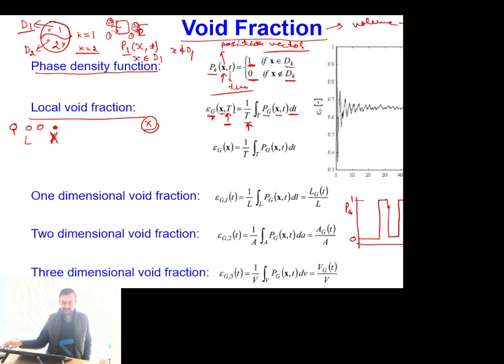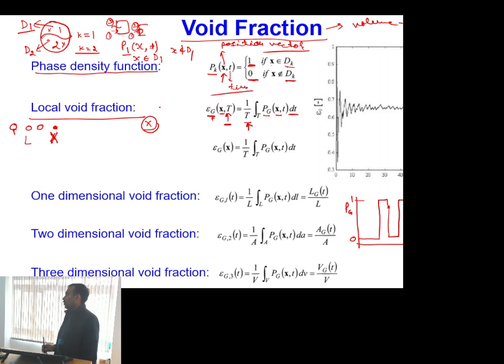So that is the reason when I am defining this particular phase fraction, I am calling it the local void fraction. So local void fraction at that particular location. Are all clear with this point?